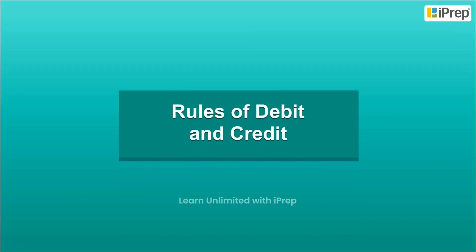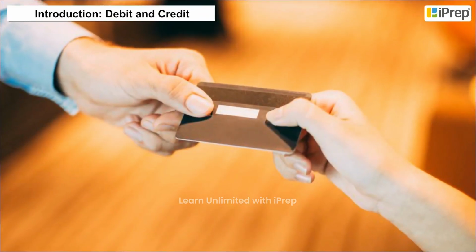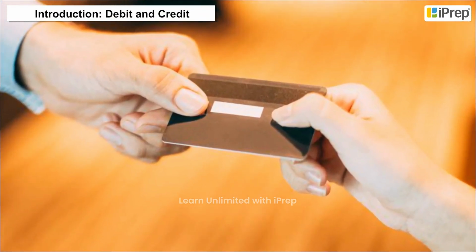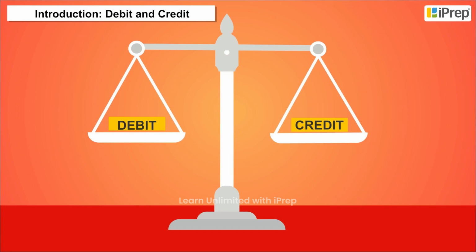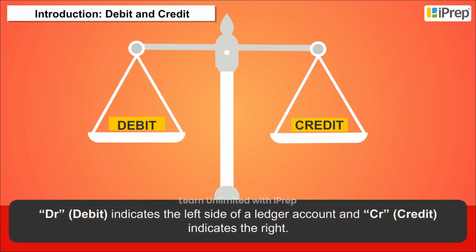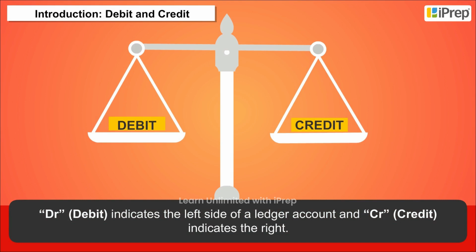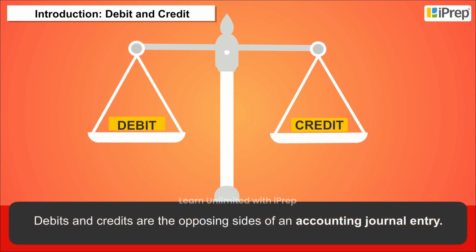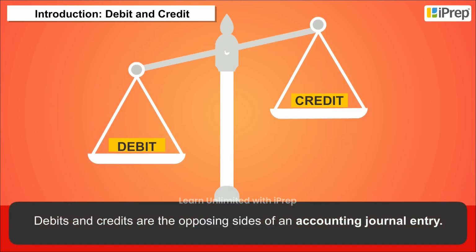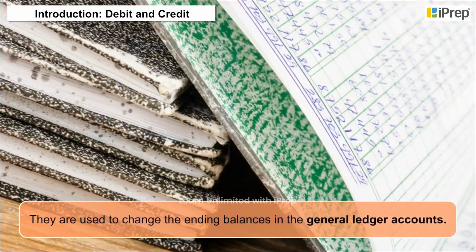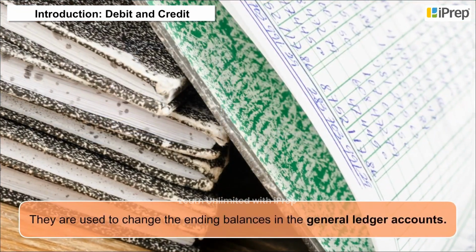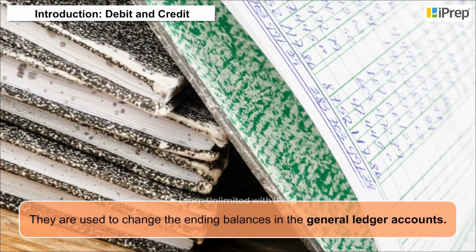Rules of Debit and Credit. Introduction. Debit and Credit. In financial accounting or bookkeeping, debit indicates the left side of a ledger account and credit indicates the right. Debits and credits are the opposing sides of an accounting journal entry. They are used to change the ending balances in the general ledger accounts.